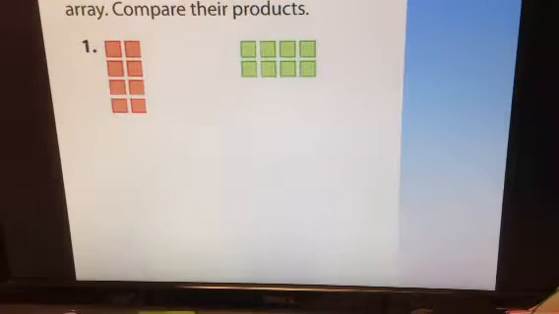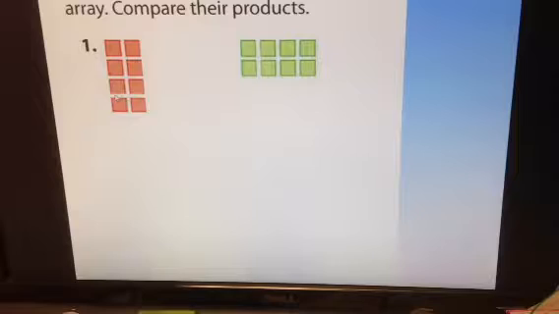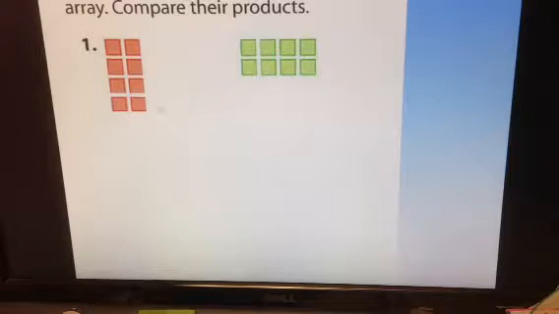We did some practice problems. This one says write a multiplication sentence for each array and compare their products. Students told me that this array shows 4 times 2 equals 8. This array shows 2 times 4 equals 8. Both arrays have a product of 8.